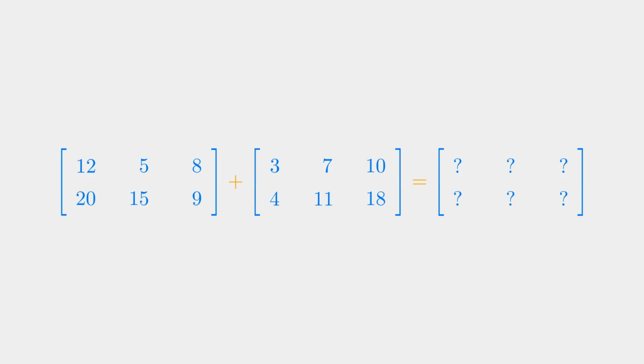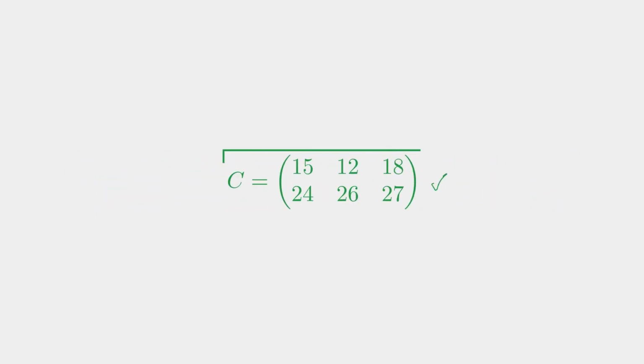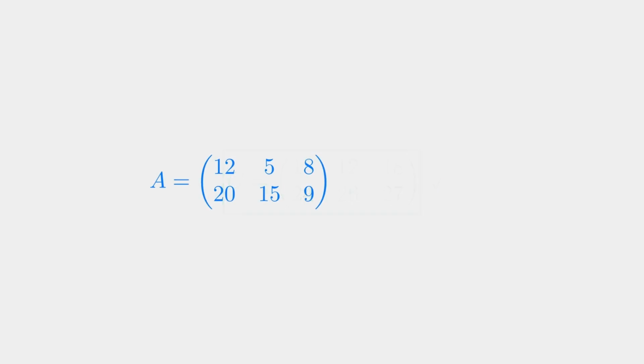To find the sum, we add the corresponding elements. The element in row 1, column 1 of A, which is 12, is added to the element in row 1, column 1 of B, which is 3, giving us 15. We repeat this process for every position. 5 plus 7 is 12. 8 plus 10 is 18. Moving to the second row, 20 plus 4 is 24, 15 plus 11 is 26, and 9 plus 18 is 27. Mission complete.